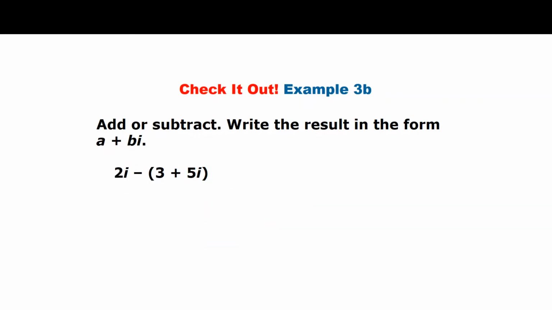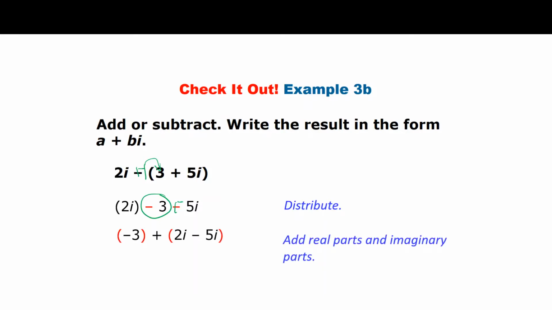Here's another one for you to try. You just add these up together again. Our real numbers add together and our imaginary numbers add together. This time we want to distribute first. Remember, this is really a negative 1. So negative 1 times 3 is our negative 3, and negative 1 times 5 is a negative 5. So once we've distributed, we add our real parts together, which is negative 3. And then we have a 2i plus a negative 5i is going to be a negative 3i, and a negative 3. So there's our answer.